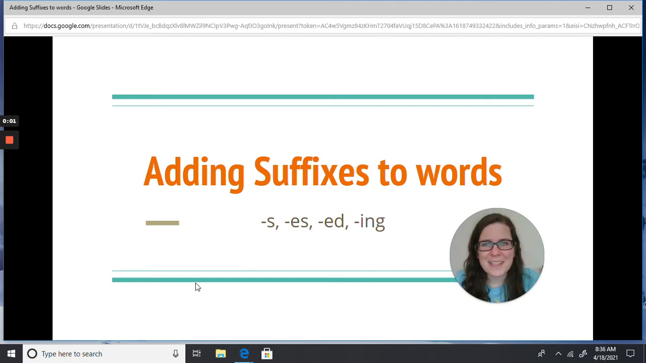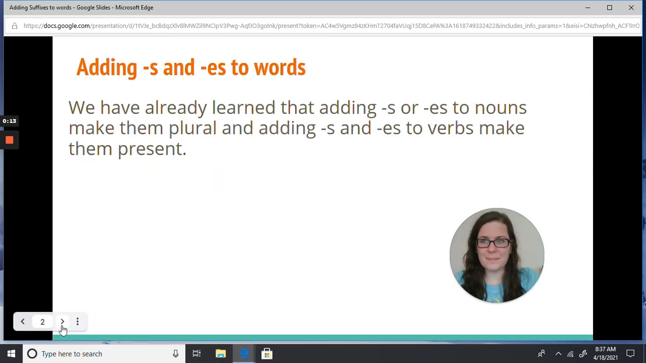Good morning, first graders. Today in phonics, we're going to be talking about adding suffixes to words. Suffixes are a letter or a group of letters that come at the end of the word. So we have already learned that adding s or es to nouns makes them plural. Adding s or es to verbs makes them present.